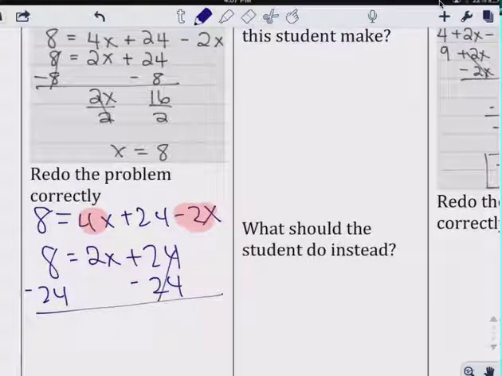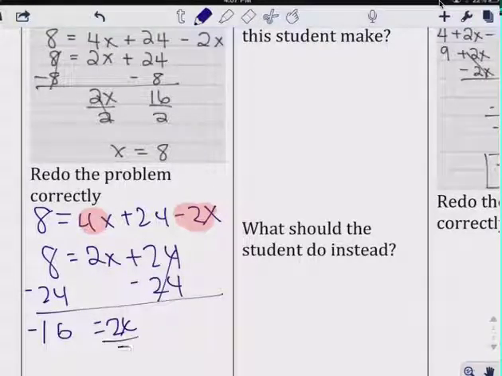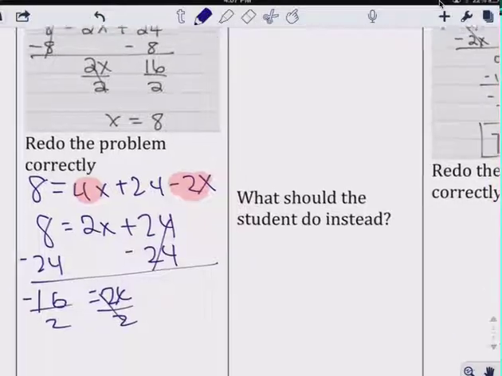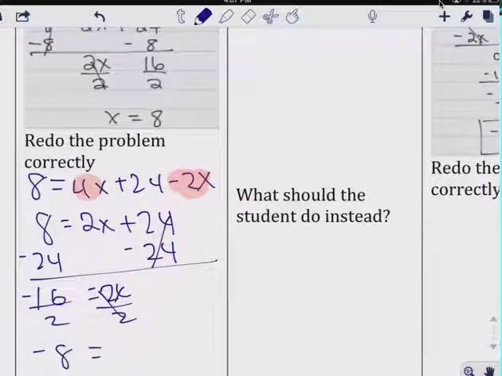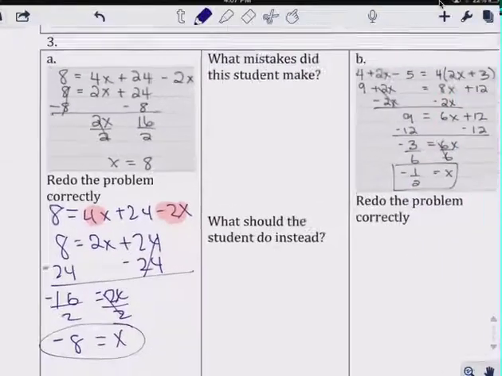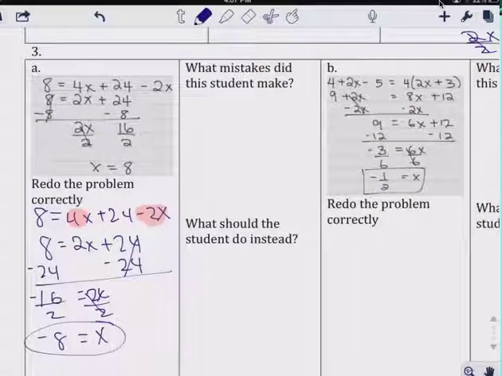And that gives you a 0 here. That's 2x equals negative 16. Okay, divide by 2, divide by 2. Your answer is negative 8 equals x. Now, what's different? Look, what they did different is right here. They minus 8, they should have minus 24. What mistake did the student make?